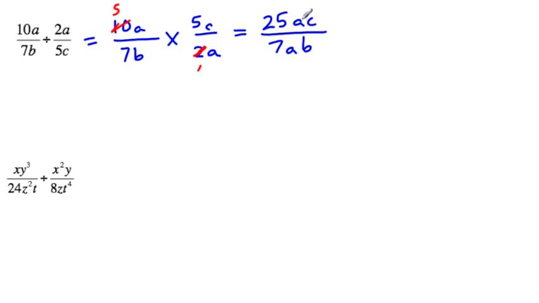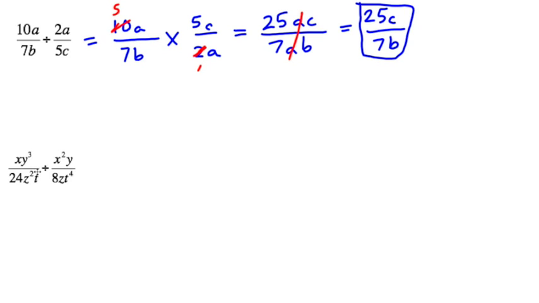I'm still not done because I see that I could have simplified those a's to begin with. A divided by a will just get me 1. So my final answer is 25c over 7b. 25 and 7 are not divisible by any common term, so we're going to go ahead and move on to the next.